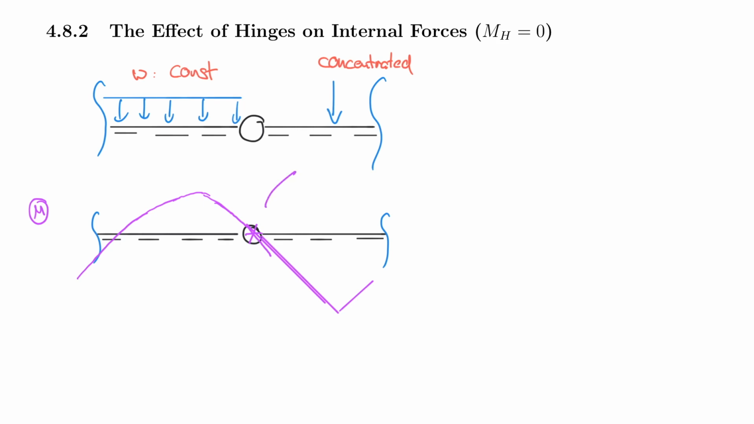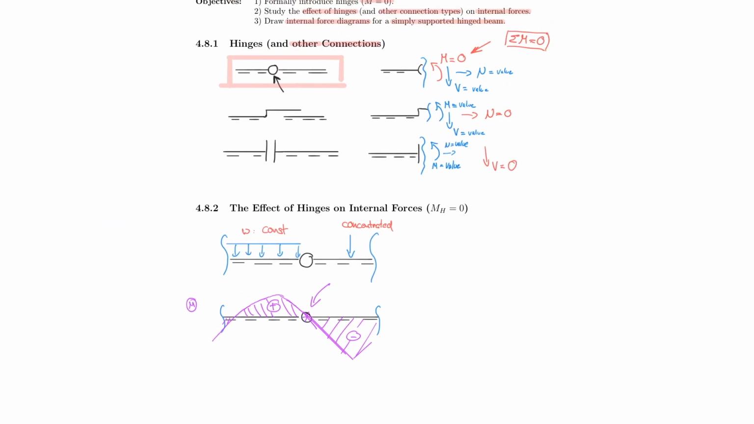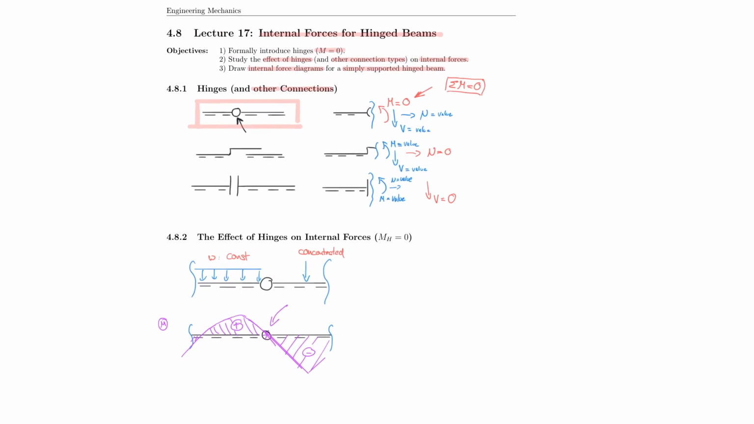The point is really what's going on here at the hinge. Your moment diagram must pass through zero at that location. There's no way around that. And everything else still applies. So now we know what effect the hinges have on our internal force diagrams.